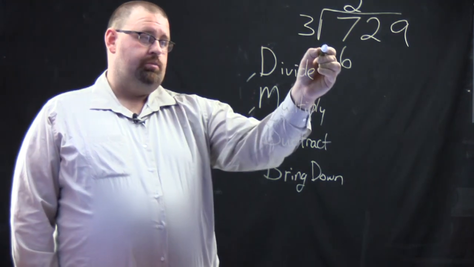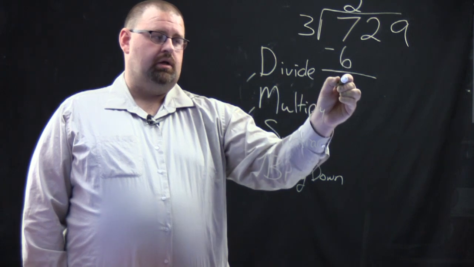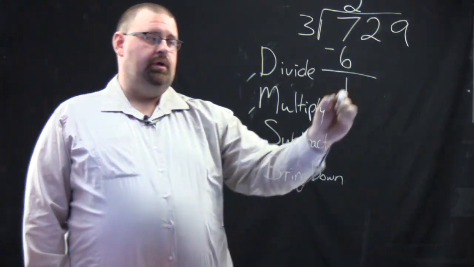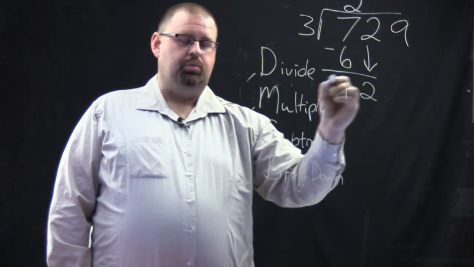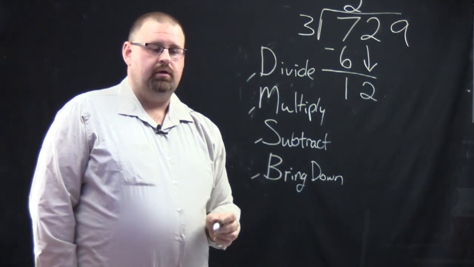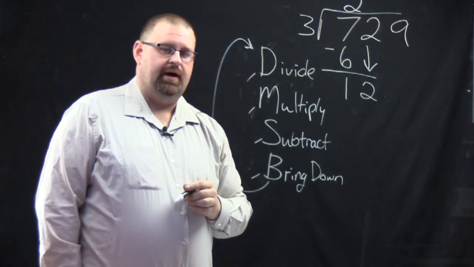Next step, we're going to subtract. So you put your subtraction here. 7 minus 6 gives us 1. Done with that. Next thing we need to do, we need to bring down. So we're going to bring down the 2 from the next place. We have 12 down here. We've done all these steps, but we're not done. We have to go back around and begin dividing again.